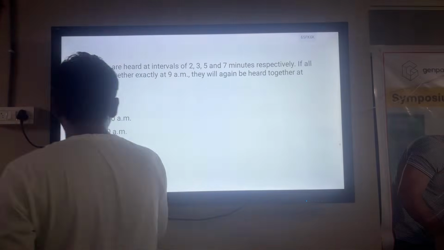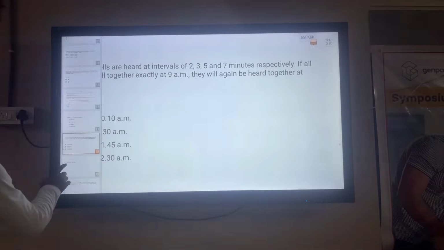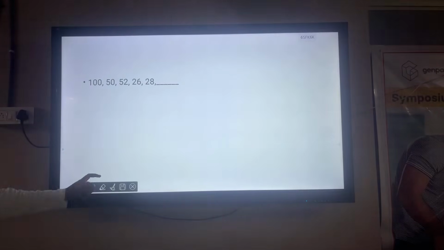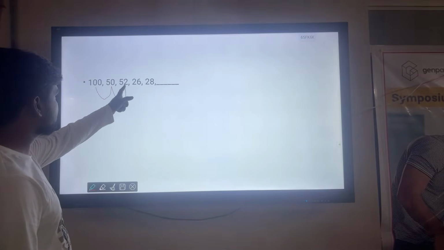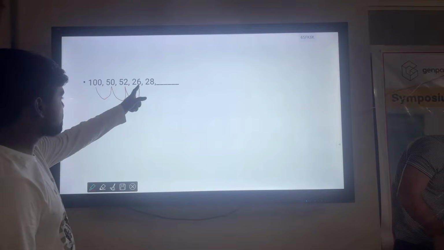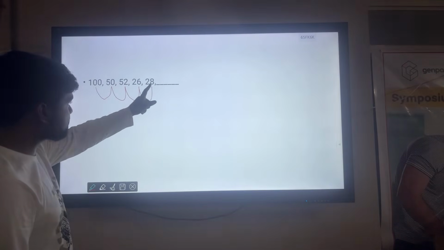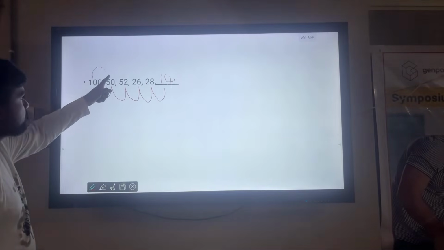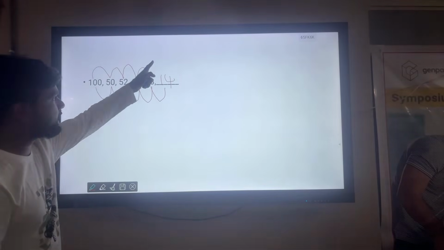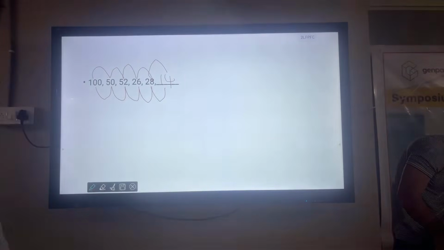Okay. One more. Can you answer this one, please? Number puzzle. 100 by 2 is 50. 50 plus 2, 52. 52 by 2 is 26. 26 plus 2, 28. Next also 28 by 2, nothing but what? 14. Okay. By 2 plus 2, by 2 plus 2, by 2.